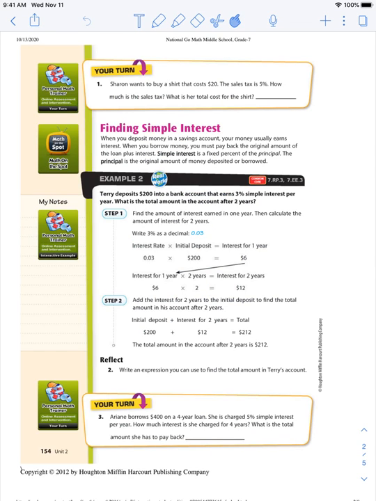Pause the video and see if you can complete this problem on your own, and then play it back to see if you got it right. All right, I'm going to go ahead and solve it. Sharon wants to buy a shirt that costs $20. The sales tax is 5%. How much is the sales tax? What is her total cost of the shirt?